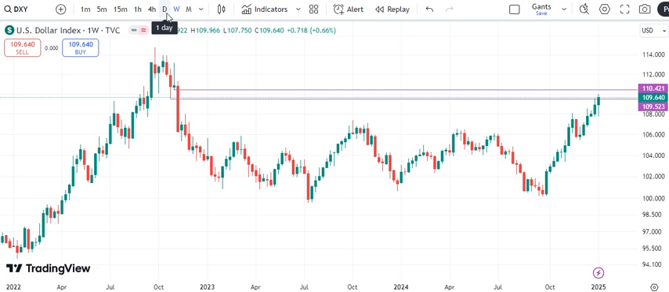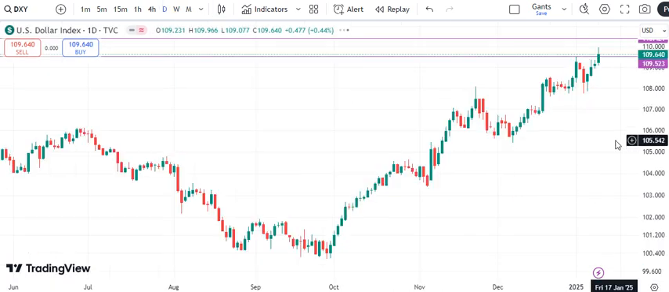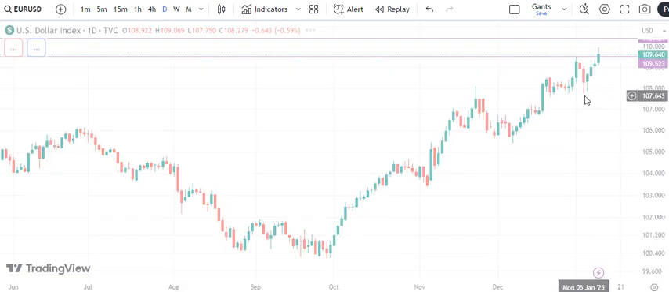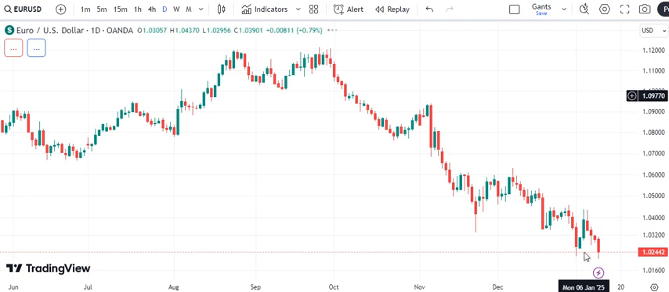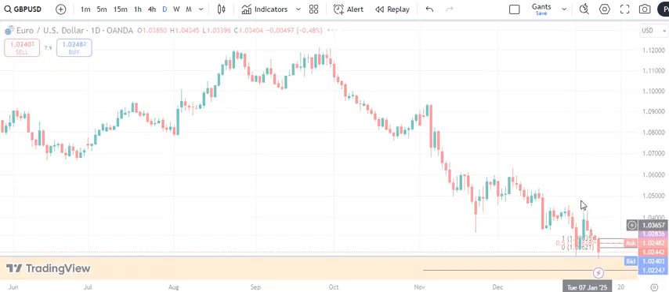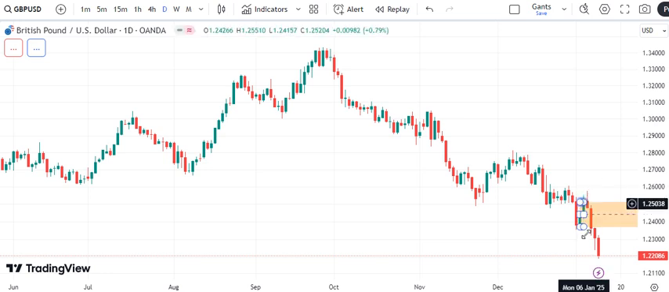What happened last week? How did we trade last week? We had a bearish Monday, traded down on Monday, and then we started rallying higher. This created an SMT divergence between dollar index and GBP USD.